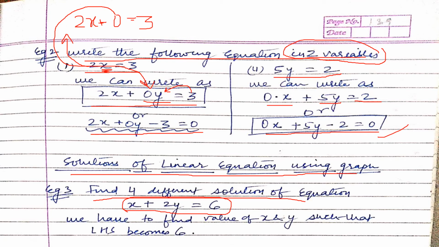Okay, for that what will we do? We will assume some value of x and try to find the value of y for that assumption, and those will be the coordinates of our 4 points. So basically, we will find values of x and y such that the sum of the left hand side is equal to how much? 6. I hope you got it. Now let's see in the next slide.